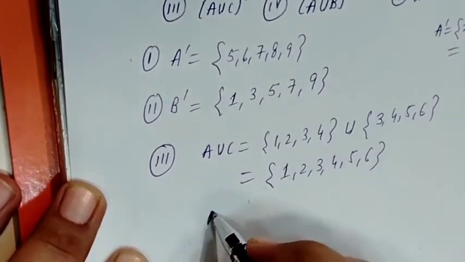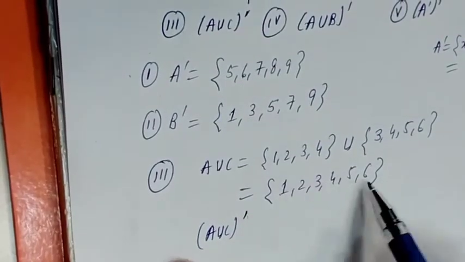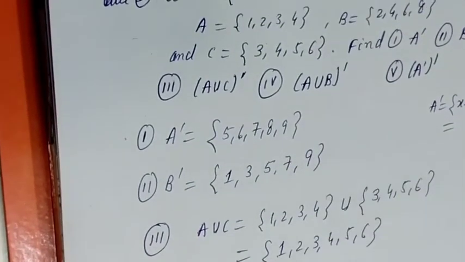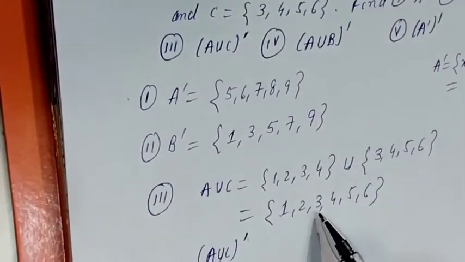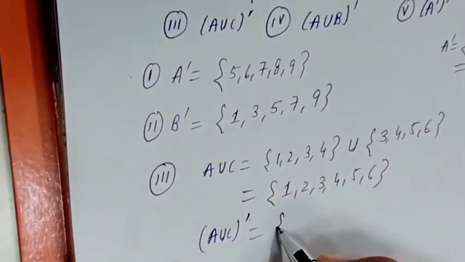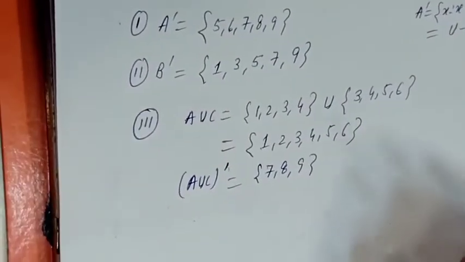Now we have to take the dash of it. (A union C) dash means such elements which are left in U after leaving A union C. What are the elements which are not in A union C? Leaving 1, 2, 3, 4, 5, 6, we get 7, 8, 9. So the elements are 7, 8, 9.